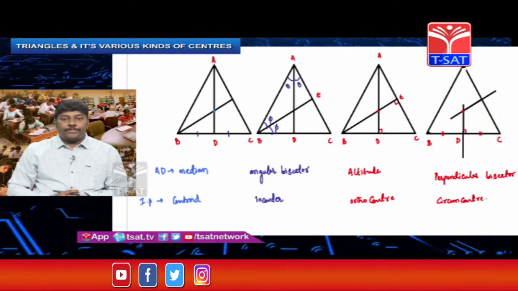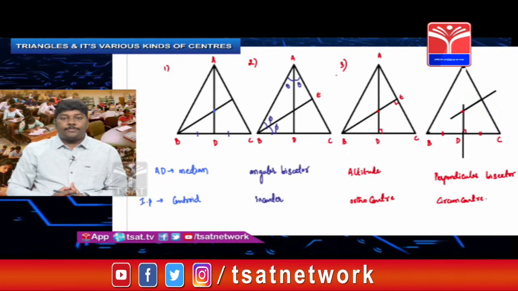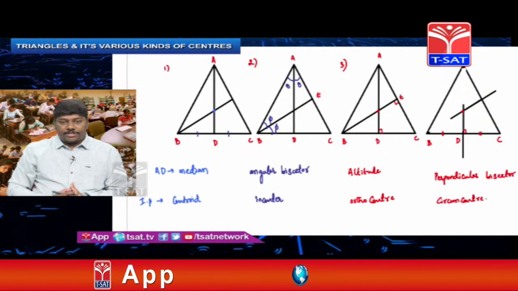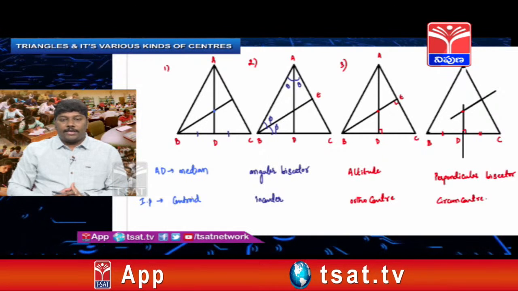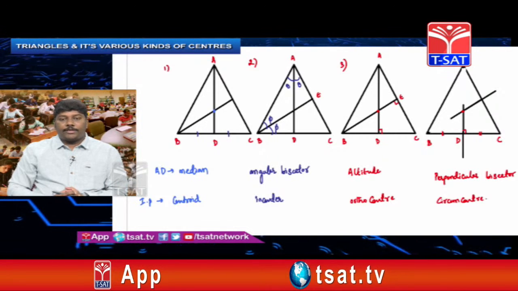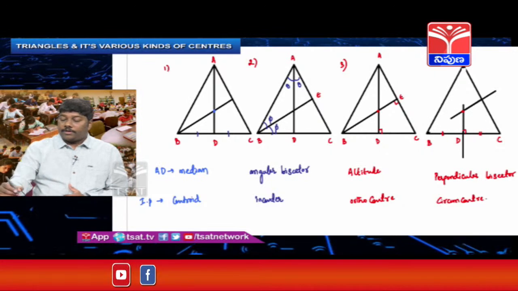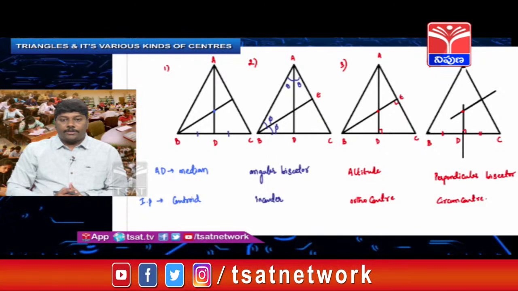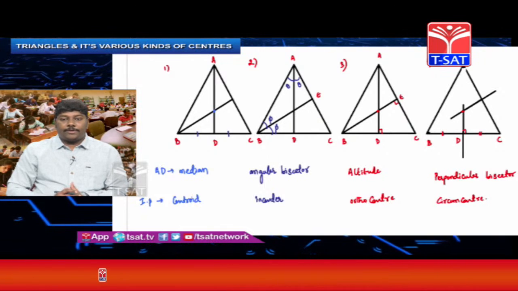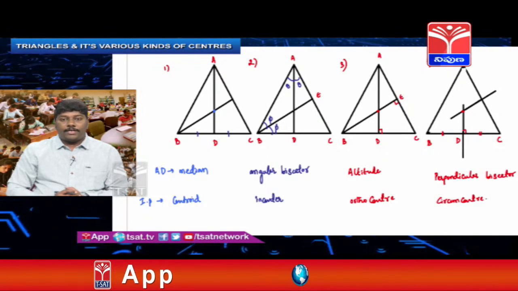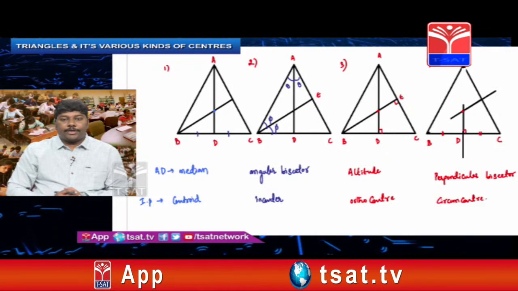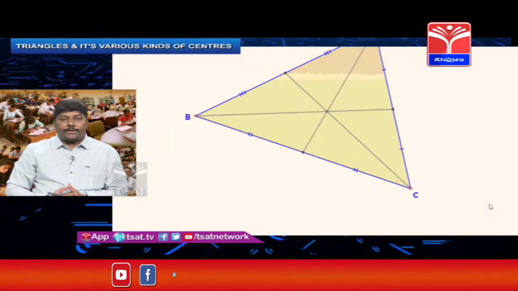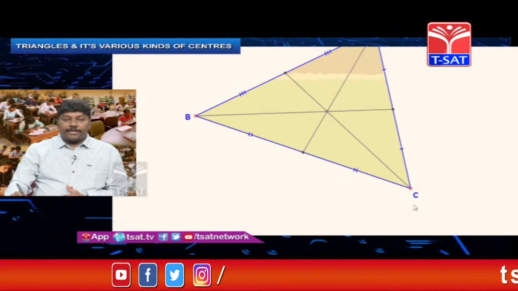And look at the third figure. The third one is perpendicular. AD is perpendicular to the base BC. The intersection point of these altitudes is the orthocenter. Now in the fourth figure, this line is perpendicular to the base BC and it is dividing BC into two equal parts. We call it a perpendicular bisector. The intersection point of perpendicular bisectors is the circumcenter. First we look at how the centroid appears in different triangles.